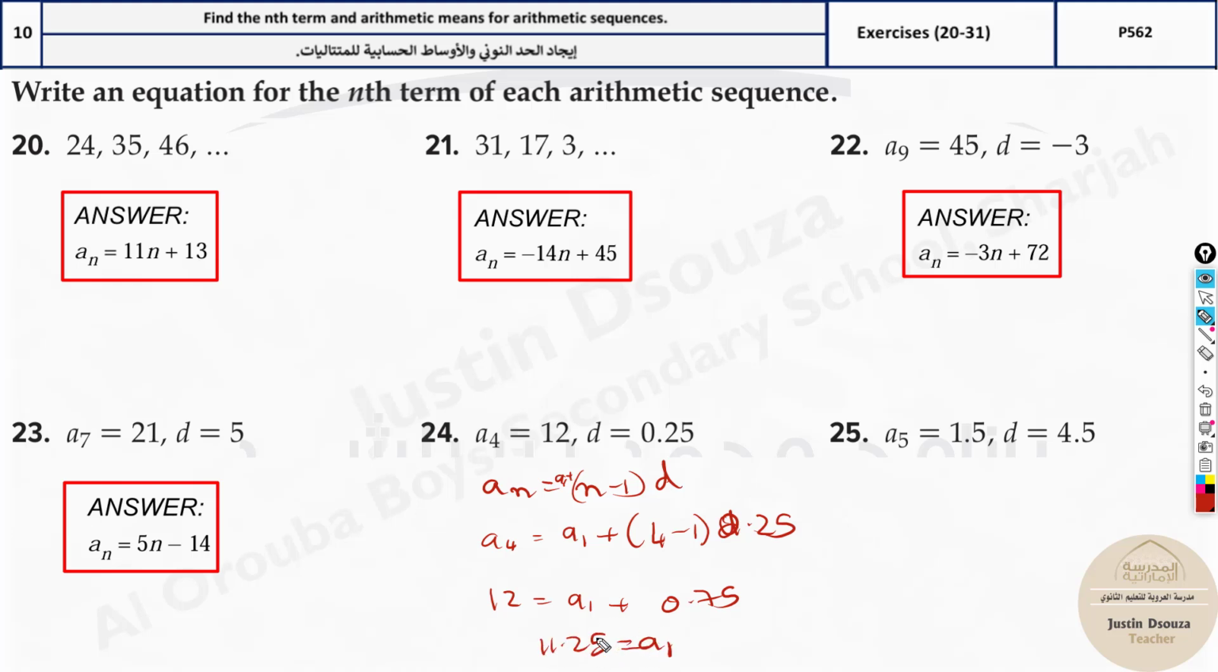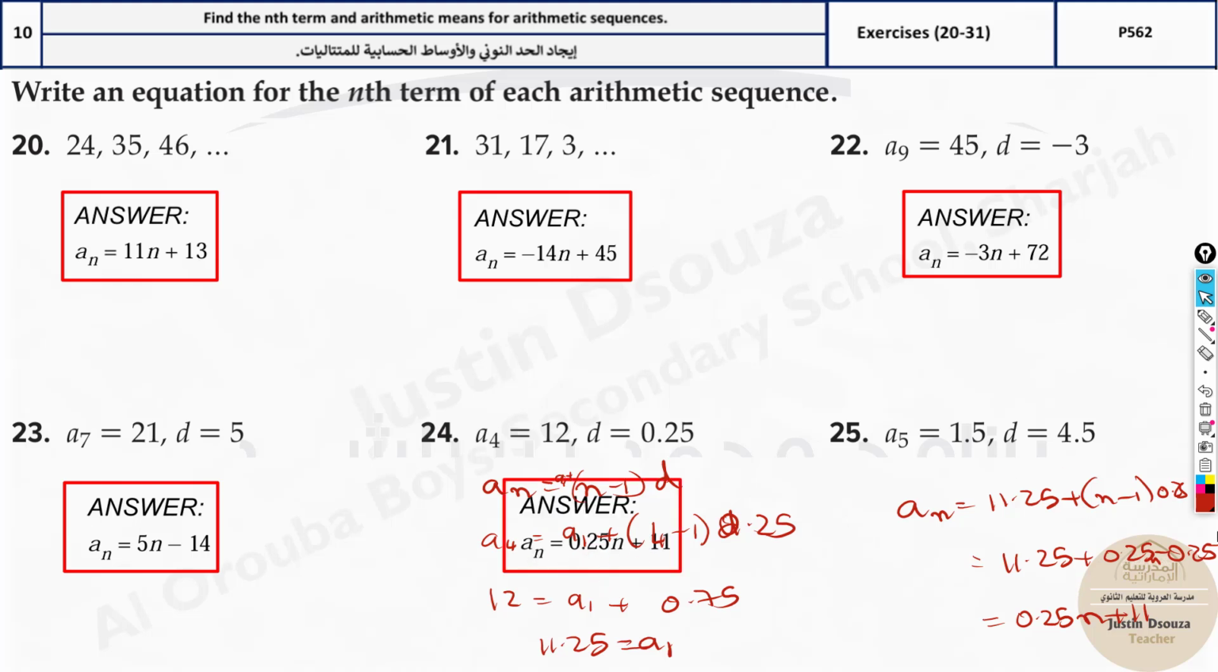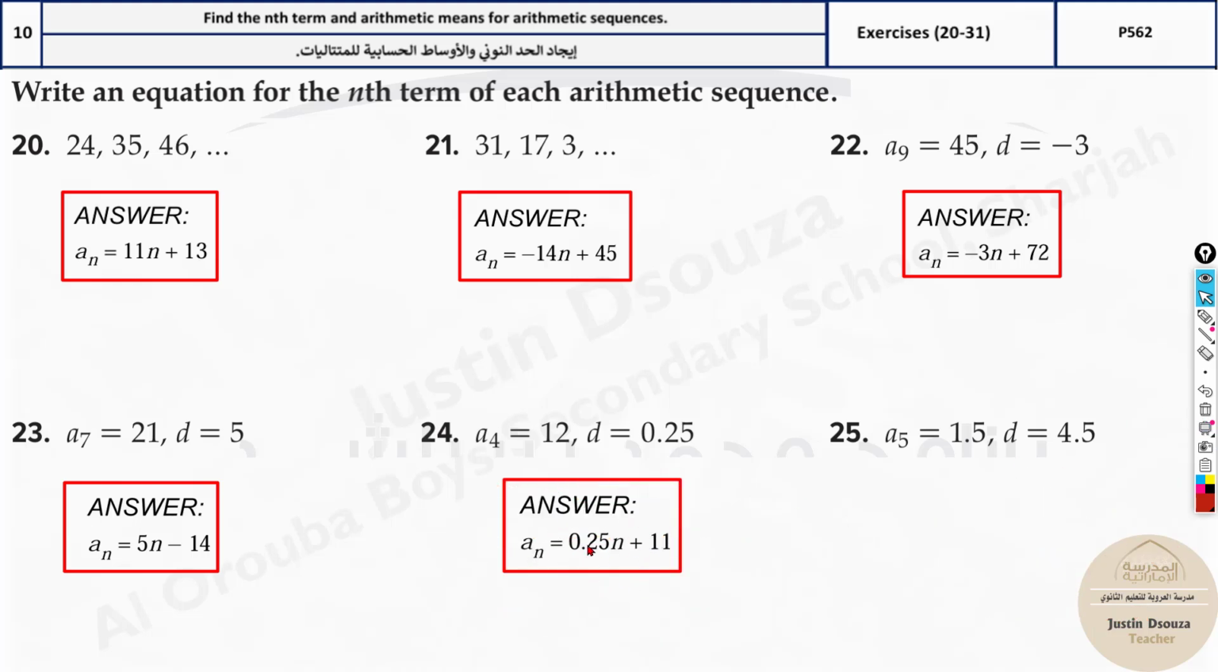So once you know a1, you can easily solve the other terms. Write the equation: an equals 11.25 plus n minus 1 times 0.25. Now you can multiply this inside: 11.25 plus 0.25n minus 0.25. So the final answer will be 0.25n plus 11. But this is a lengthy procedure to get this equation. The easier one is just putting values in the calculator and checking the given values.